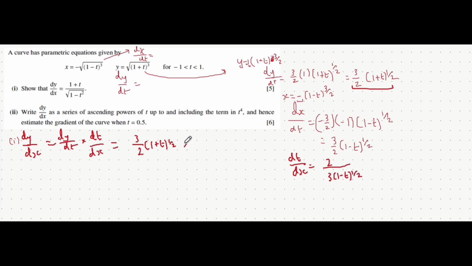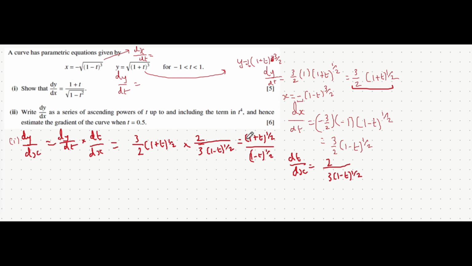Then we can multiply that onto dy by dt, which we've already written out. So 2 over 3, and then on the denominator, 1 minus t all to the power of a half. Now 3 over 2 times 2 over 3 is just 1. So that's going to be equal to 1 plus t to the power of a half on the numerator, all divided by 1 minus t to the power of a half on the denominator. How do we show that this can be written in this format?